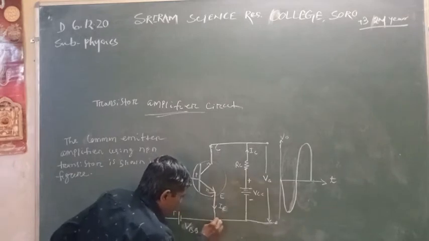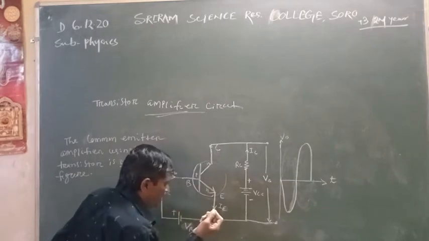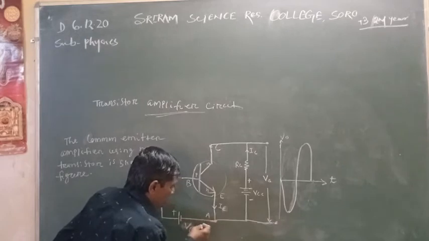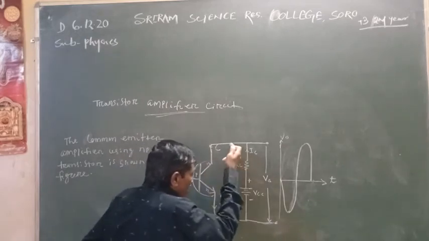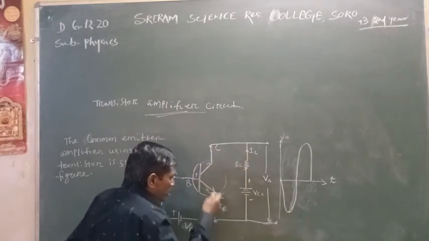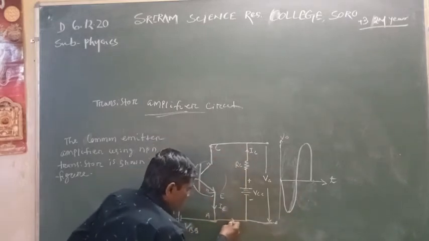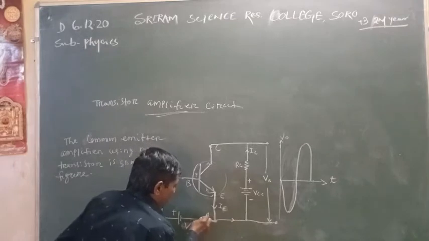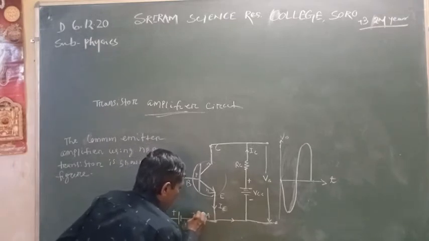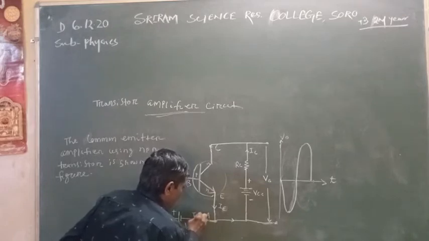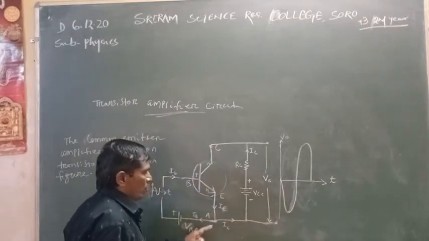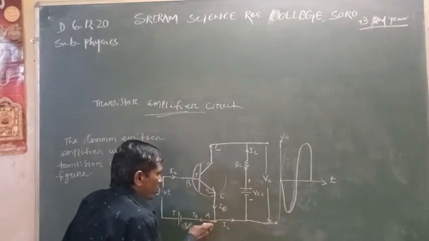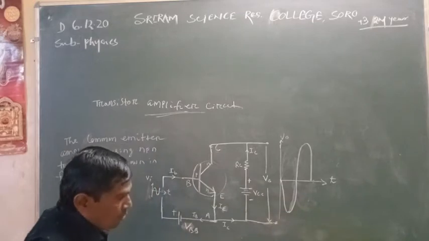So at this junction, which is named A, the collector current flows from the collector circuit and goes in this direction, and IB goes in this direction. So this is the IB and this is the IC. This law is known as Kirchhoff's current law.